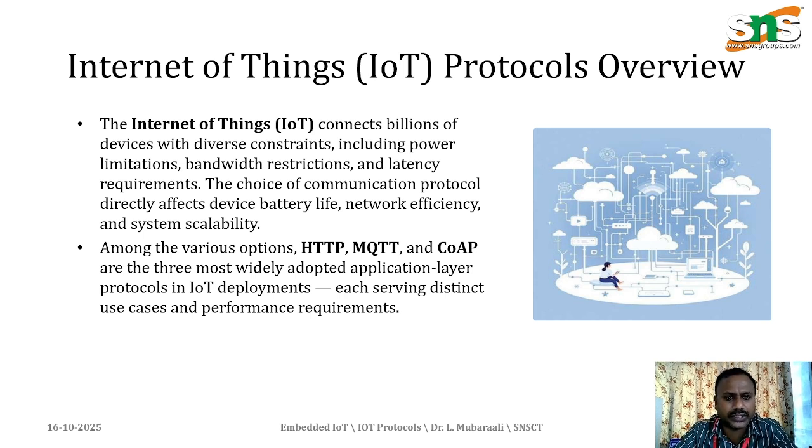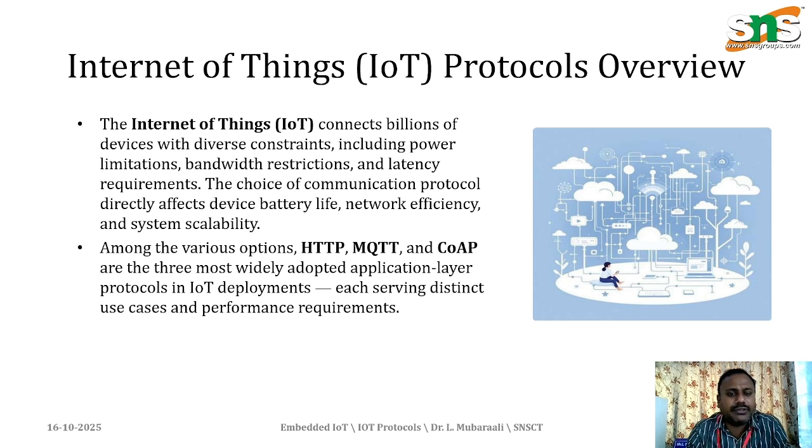From this protocol structure, we can choose the communication protocols. The choice directly affects device battery life, network efficiency, and system scalability. So we focus on battery life and network efficiency, and accordingly we use certain protocols that can be integrated with the Internet of Things. Among the various options, HTTP, MQTT and CoAP are the three most widely adopted application layer protocols in IoT deployments.